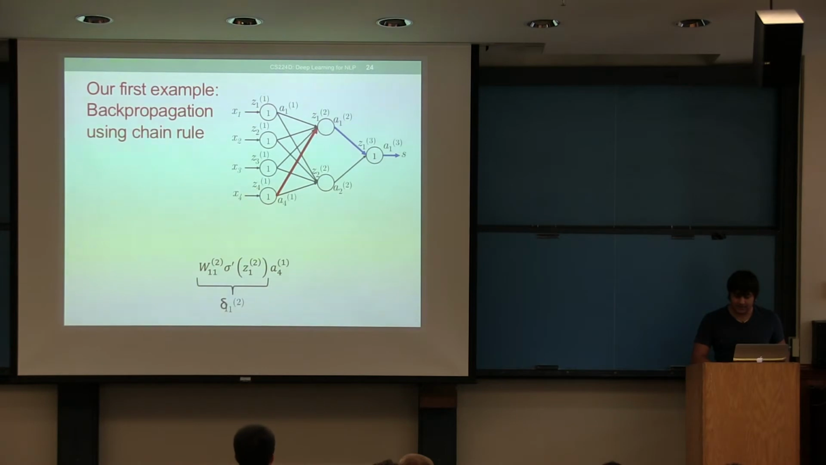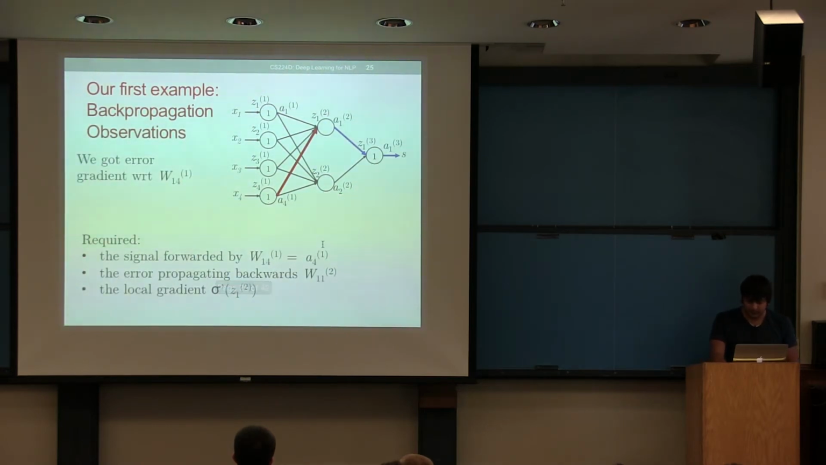So anyway, I call this delta sub 1 superscript 2 because this is the error at z sub 1 superscript 2. This is a combination of the local gradient at that point times the matrix multiplication, the error that it's receiving from the forward. And you can see that the gradient that you receive over here is basically just a product of the input that weight forwarded as well as the gradient that it received in the backward pass.